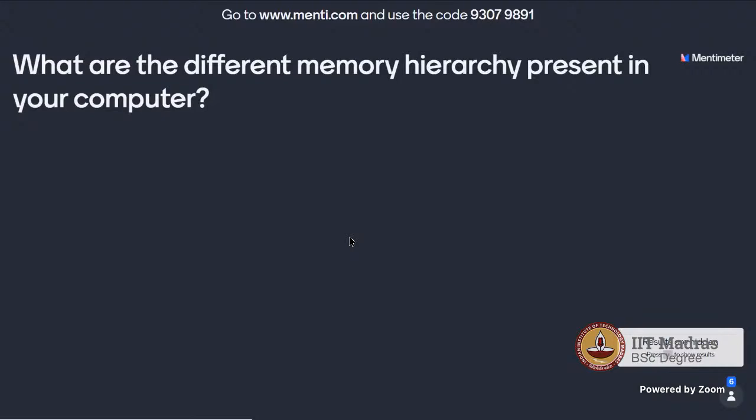So here we are talking about memory hierarchy, right? So don't be confused between memory components and memory hierarchy.